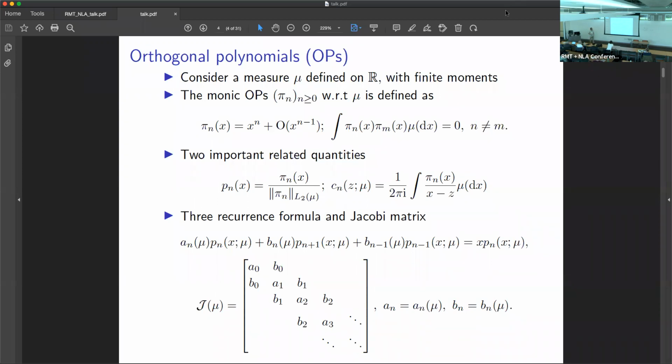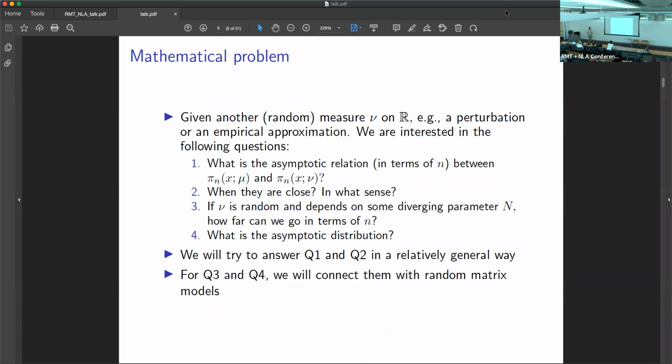So what are our questions? Suppose I have another measure, ν, which can be either a perturbation or a random measure approximating the given measure μ. Now I have two measures, so I can construct two sequences of orthogonal polynomials. What is the relation between the two sequences? If μ and ν are close in some sense, can this closeness be transferred to the closeness of the orthogonal polynomials? If this is true, in what sense?